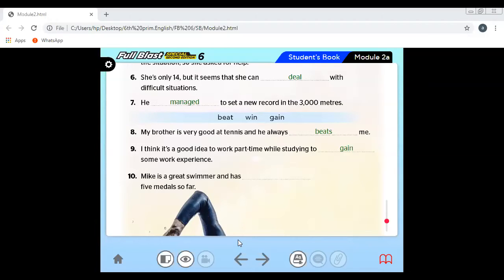Hala Hassan, yes, Hala. Read and answer number 10. Mike is a great swimmer and has five medals so far. So far means till now. What's your answer? Has won. You will use the third form of the verb win, the past participle of win. Do you have any problem with this exercise?